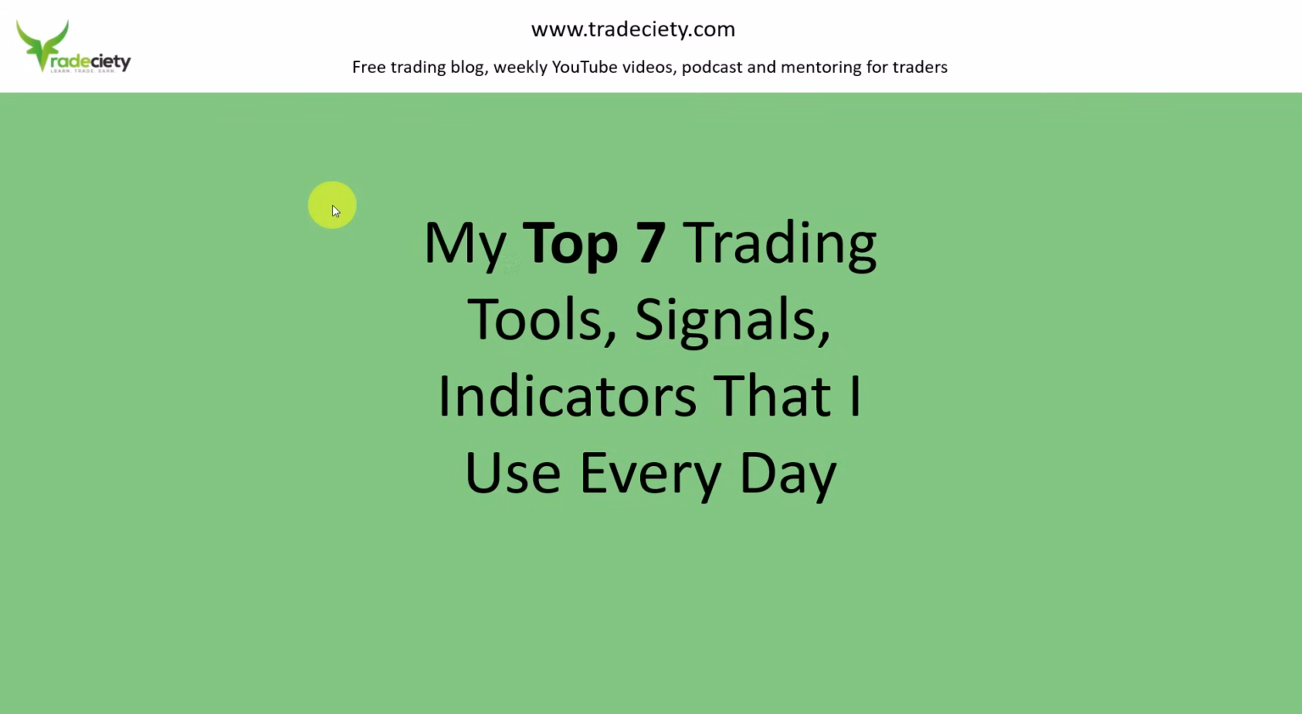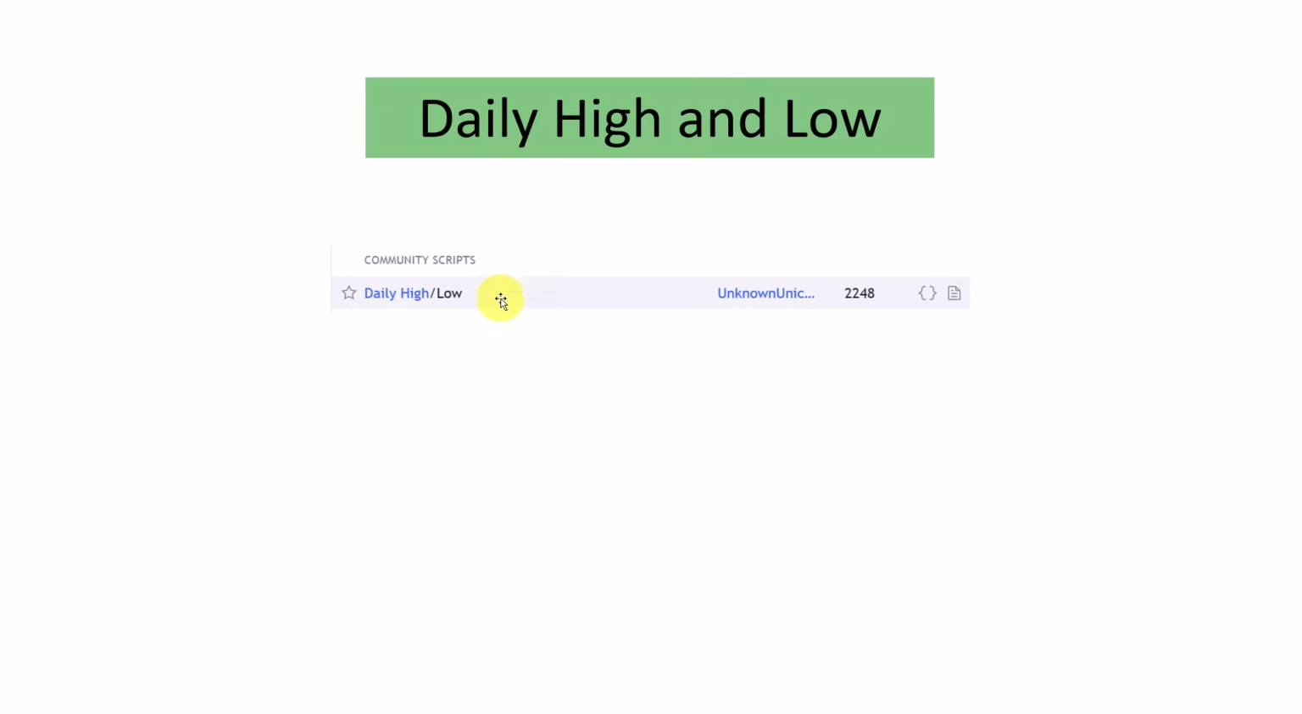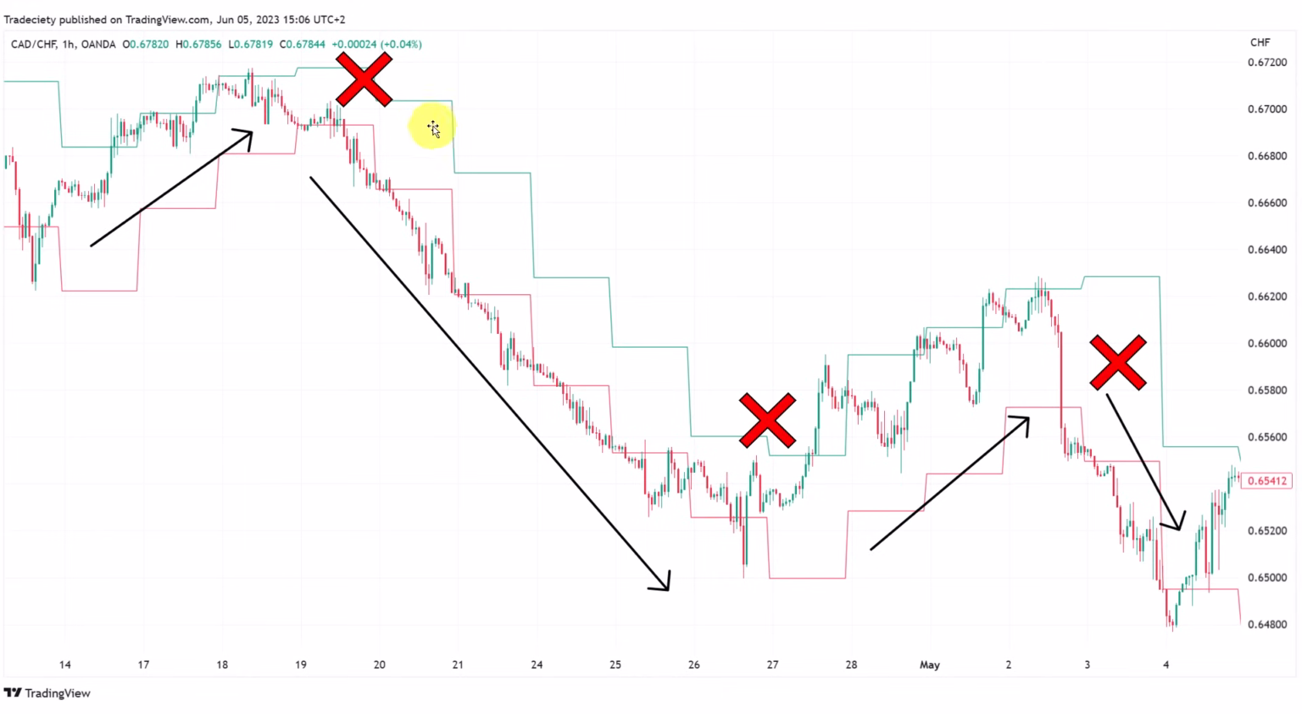Now I want to show you my top 7 trading tools, my top 7 signals, indicators, and price action signals that I use every single day. First, it's the daily high-low. In TradingView, you just type in daily high and then this one comes up. The creator is Unknown Unicorn. Thank you for creating this indicator. The indicator plots this channel on your chart, so it shows the previous day high and the previous day low. This is a very important price level when it comes to trend trading.